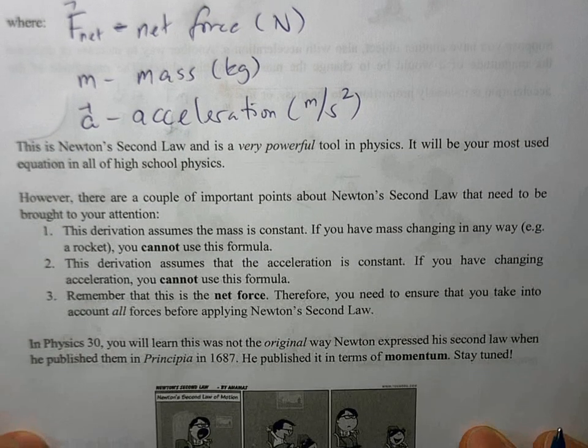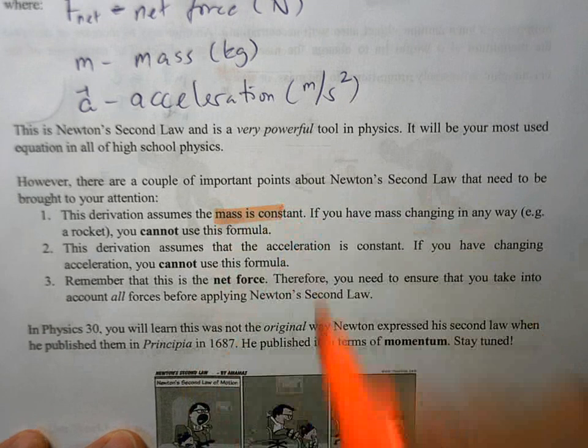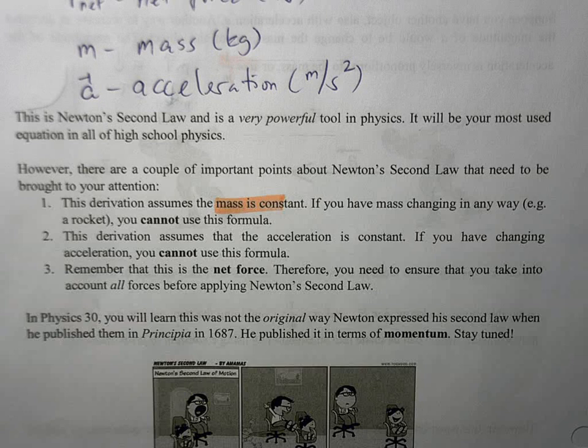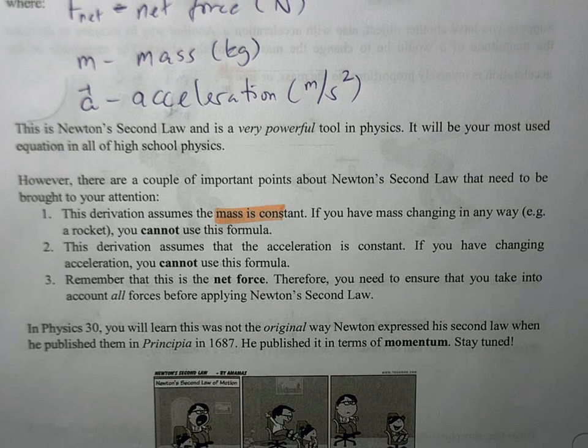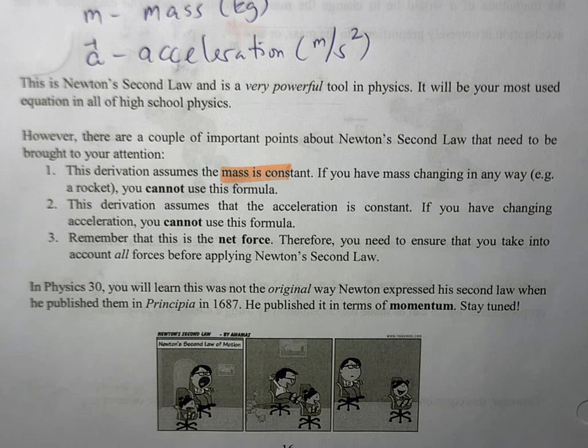Now, with Newton's second law, there are a few key important points. The first one is that this assumes that mass is constant. So if the mass is changing, F net equals ma is not going to be useful to us. If you're talking about a rocket that's burning fuel, we couldn't actually use that. That is also beyond the scope of high school, so don't worry about it. The derivation also assumes that the acceleration is constant. If the acceleration is changing, we can't use F net equals ma. Again, outside the scope of high school, you'll need some calculus to do that.